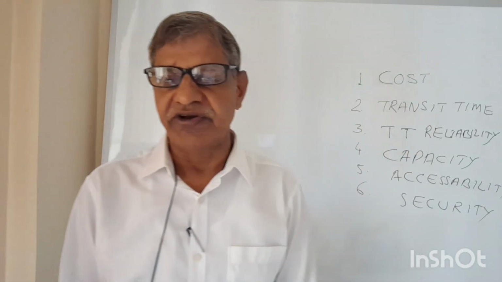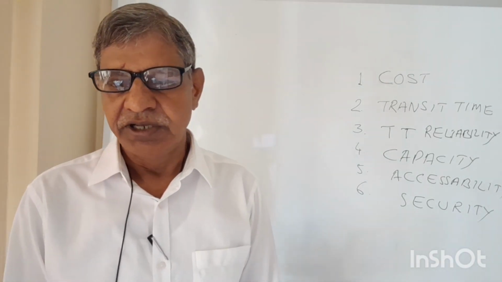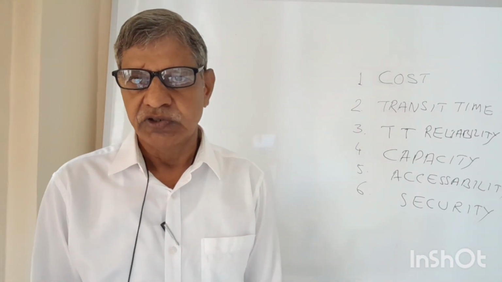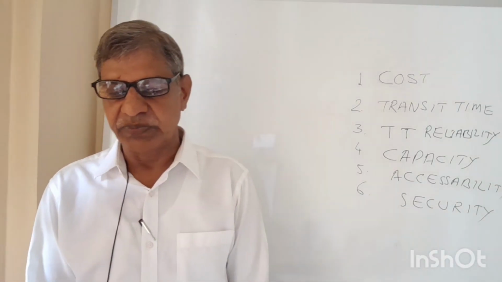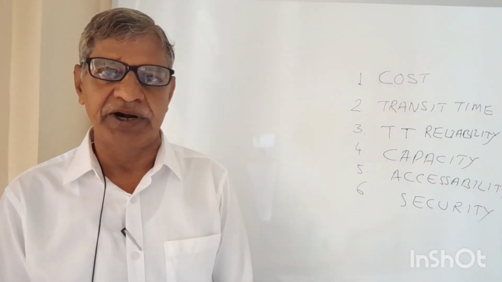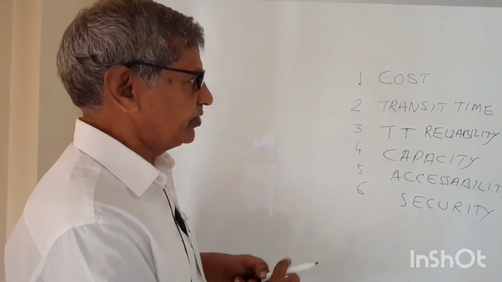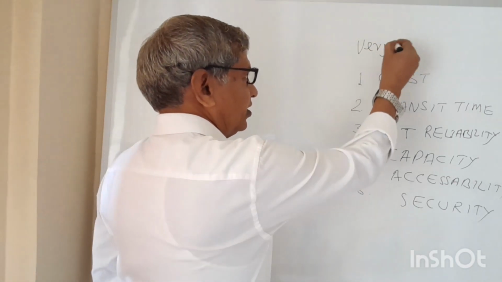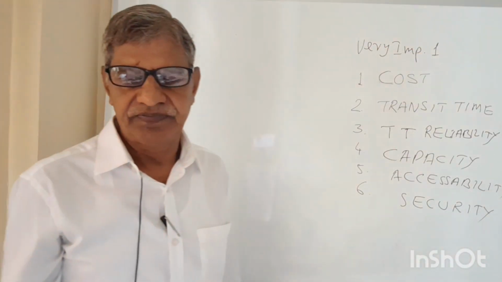Let us take the first one, from the shipper's perspective. He has to find out what is most important to him out of the 6 items. So when you assign the weightage for the shipper's importance for the cargo, number 1 is what we say very important. Whenever you feel that a particular criterion is very important to the shipper, we assign a weightage of 1.